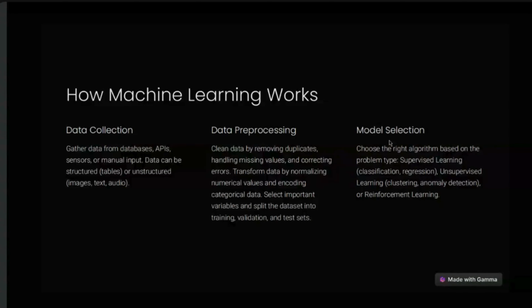So let's see model selection. Choose the right algorithm in machine learning, the one we have to use based on the problem type. Supervised learning, like where the data is structured data.